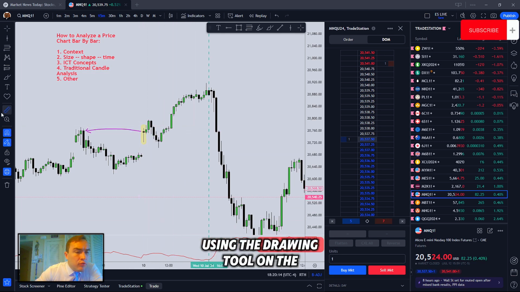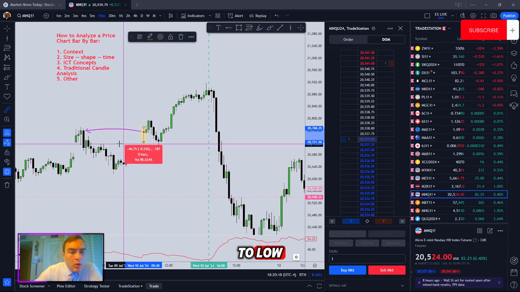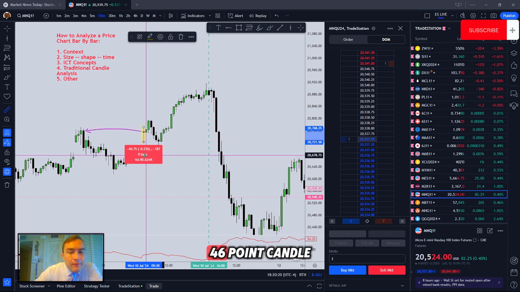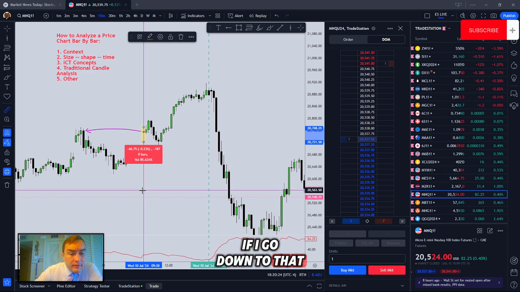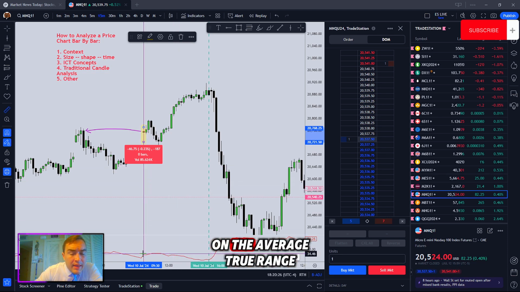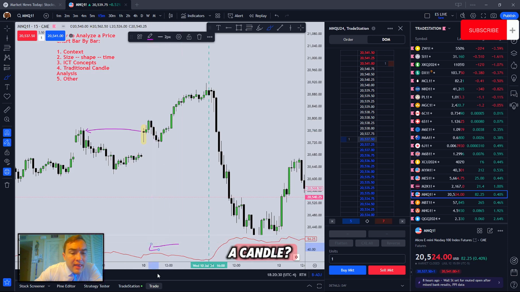candle? So using the drawing tool on the left or the measure tool, I'm going to use that from high to low on that opening candle. That's a 46-point candle. If I go down to that same time period here on the average true range, what is the average range of a candle?